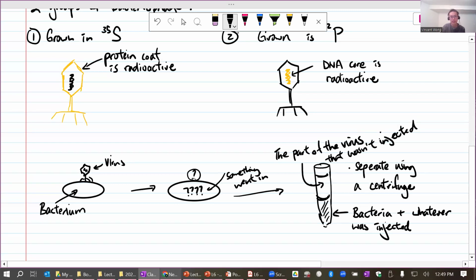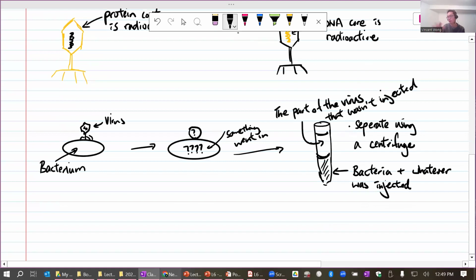Okay. In other words, this thing that's outside, this thing that remained outside, that's going to be on the top part. And then whatever was injected is now part of the bacteria, right? It's heavy together and it sinks to the bottom. You have to understand this concept before we move on. Otherwise, it's going to be super confusing.